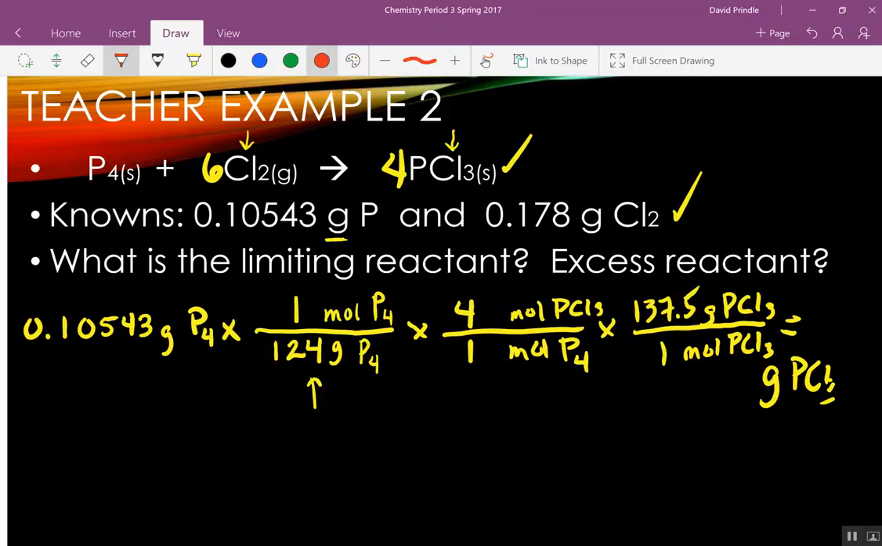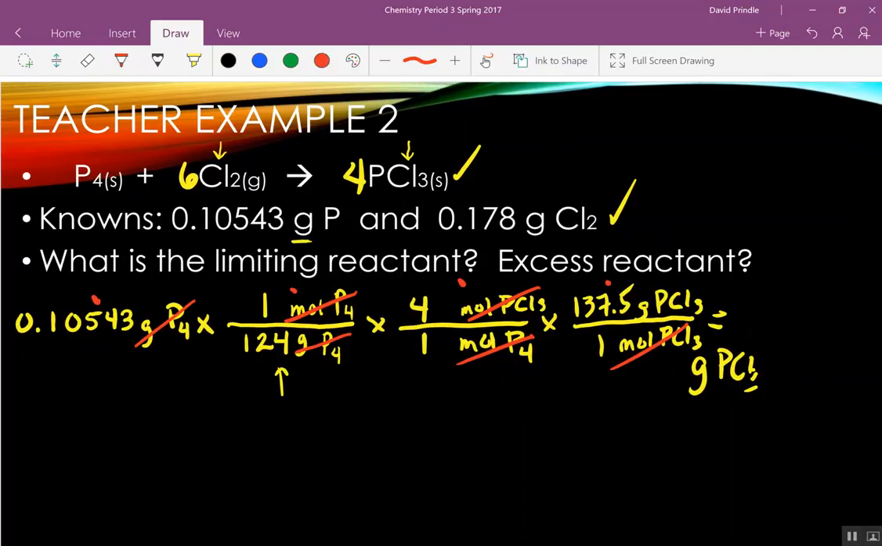All right. What can I cancel? Grams of P. What else can I cancel? Moles. All right, now multiply the tops, divide by the bottoms. What I would do is take this times this times this, hit enter, and then divide by 124. Otherwise, your calculator may do the order of operations wrong.